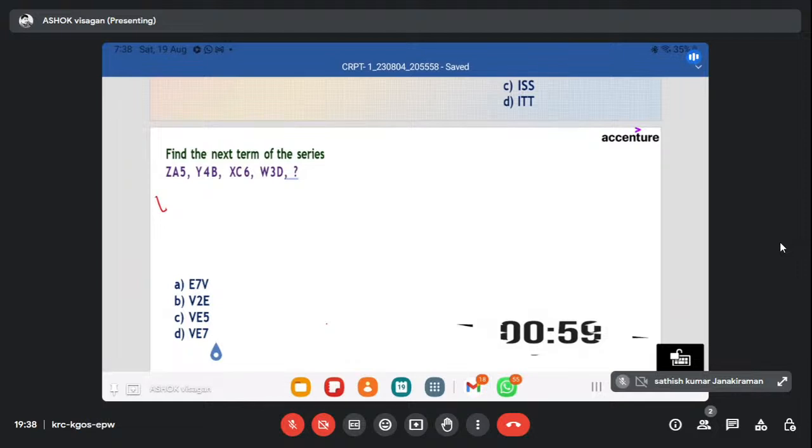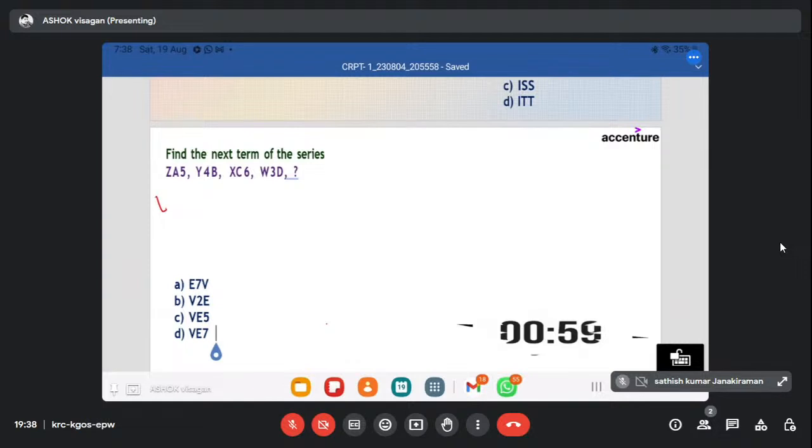First one, the number is in the third place. Second one, the number is in the middle place. Third one, the number again goes to the last place, and fourth one, the number is going to the middle place. That means in the last image the number goes to the final place. So we are having two options which have the number in the last place: V5 and V7. Now we'll find out what is the logic of these letters.